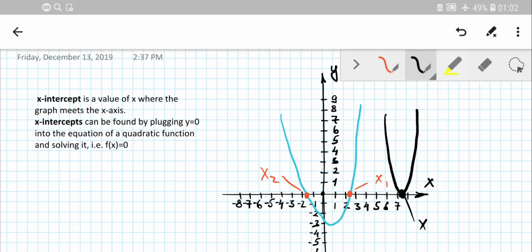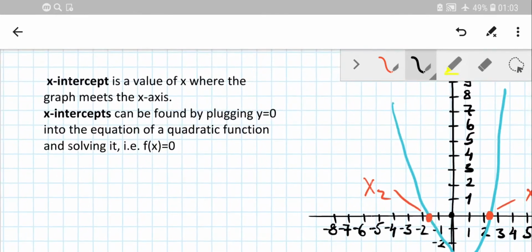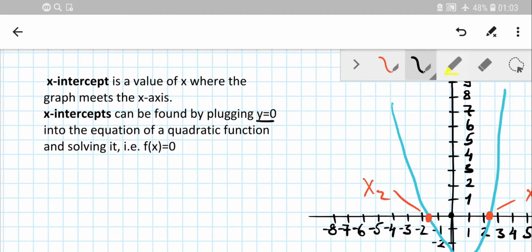Because x-intercept is the x coordinate, it can be found easily by plugging in y equals 0. You ask why? Because have a look, no matter which point you take, this one or even that one, those points completely lie on x-axis. So that's why when you consider x-axis, any point should have y equals 0. So for both x1 and x2, y is 0.